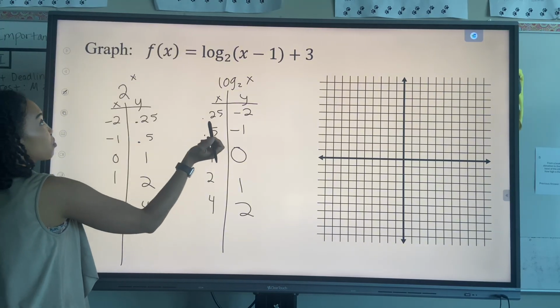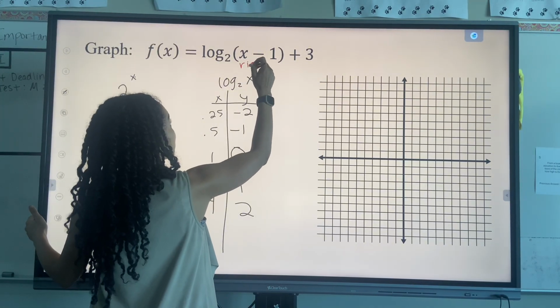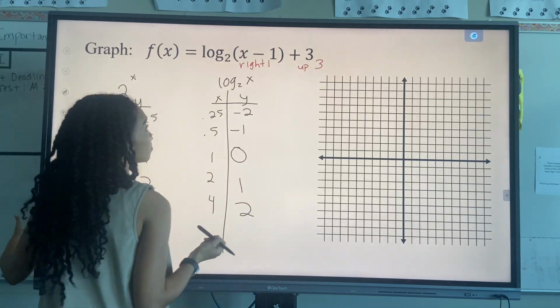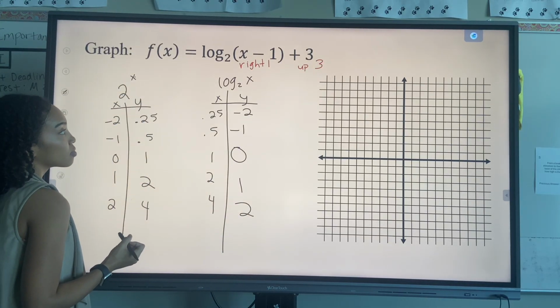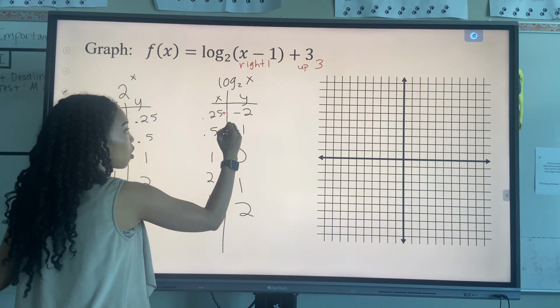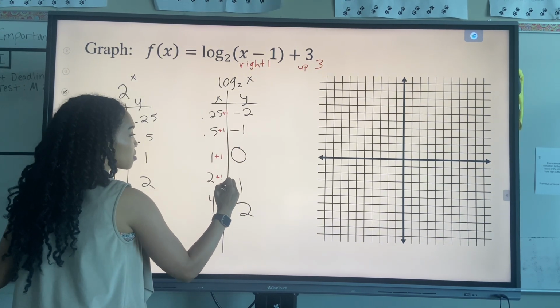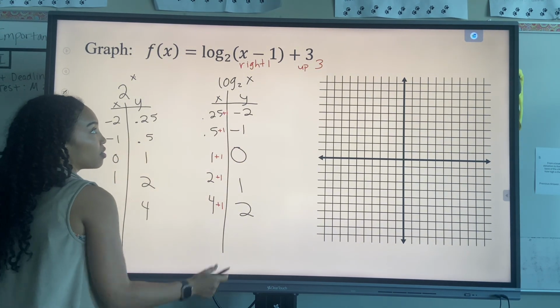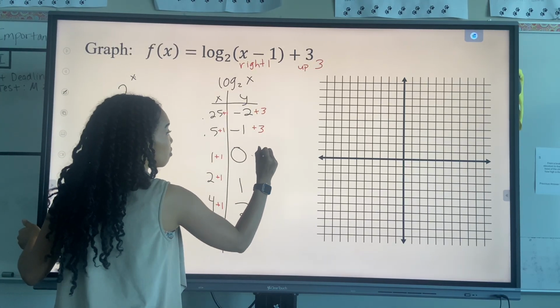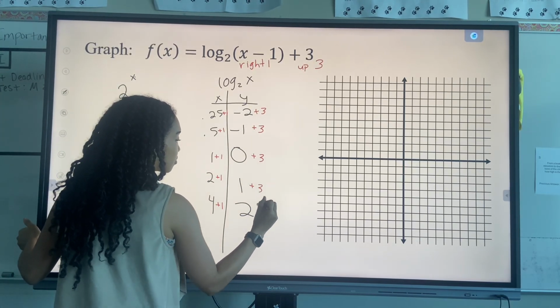Now, your transformations, it went right 1 and up 3. So if it went to the right 1, we need to add 1 to all of these x values. And if it went up 3, we need to add 3 to all of the y values.